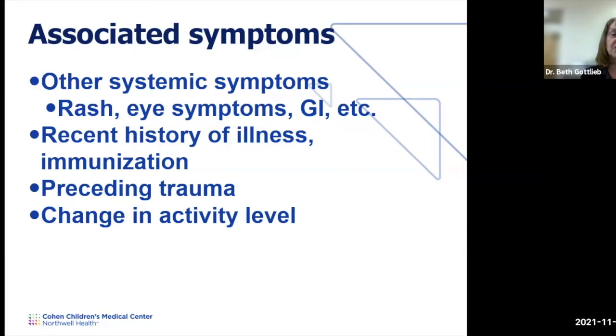Recent immunization. We don't see that as much anymore, but that used to be more common. Preceding trauma, was it an injury-related arthritis or injury that caused joint pain? And then a change in activity level. This can be tricky because our children who have juvenile arthritis are often able to continue their activity. So this might be a tricky one, but it's certainly something still we ask about.